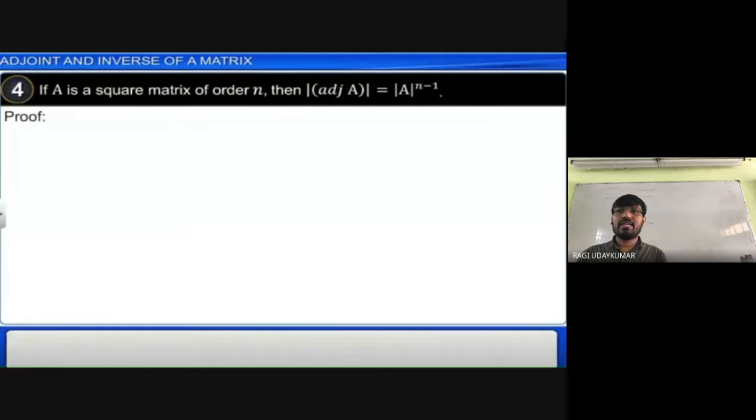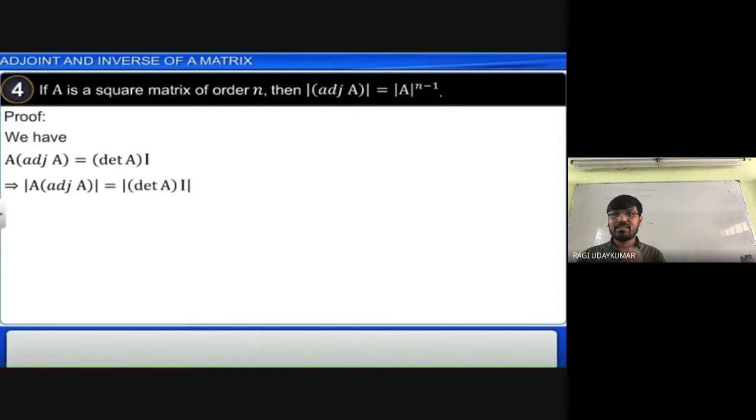Okay, so now let us see the proof of this one. It is not a very important proof, but an application question is asked every time. We know that A into adjoint of A is equal to determinant of A into I. So when you take the determinant of A into adjoint A, both sides' determinant can be taken here.